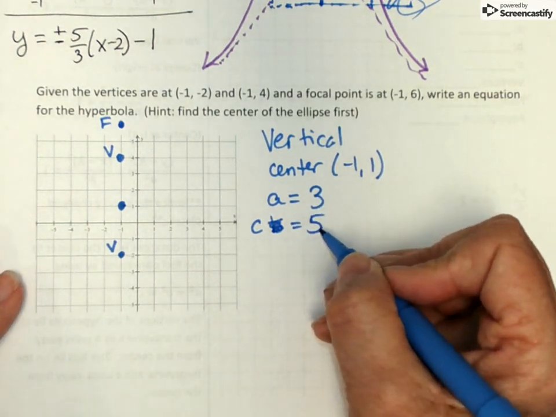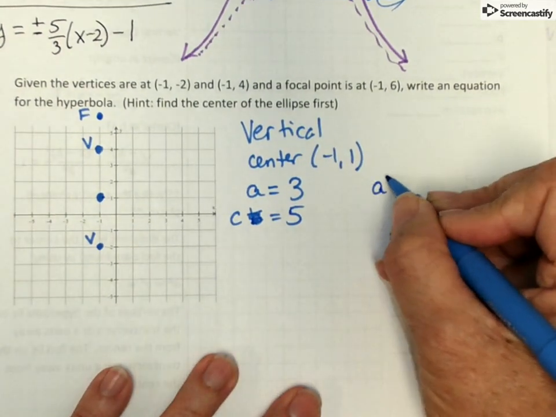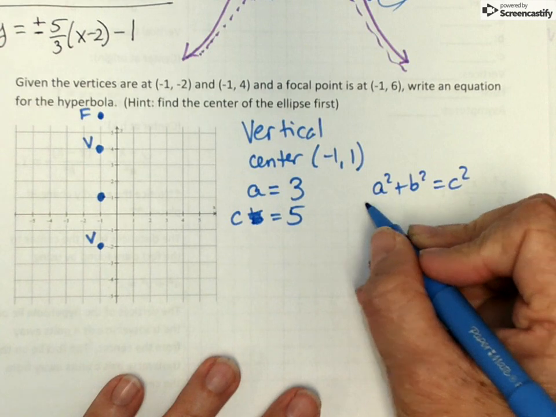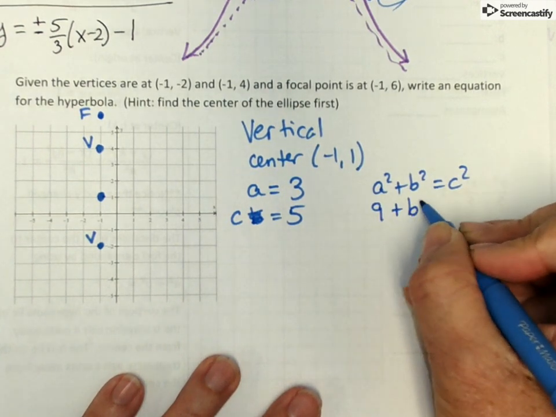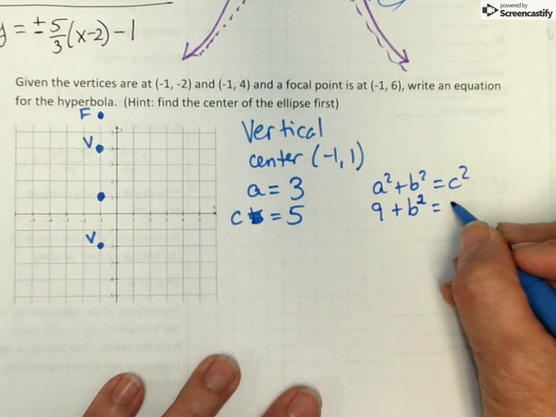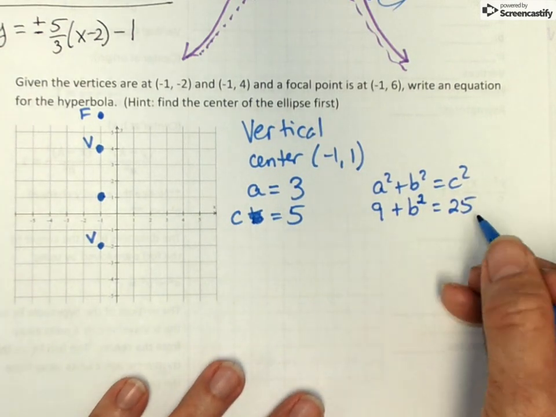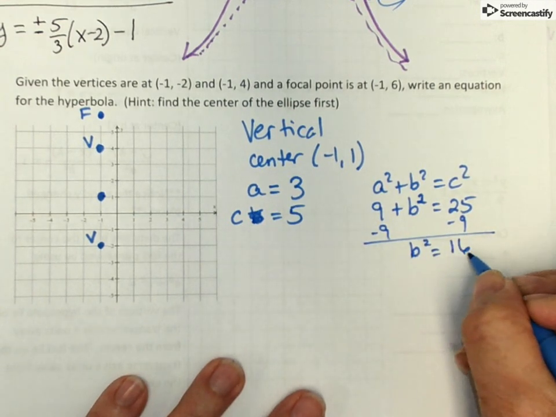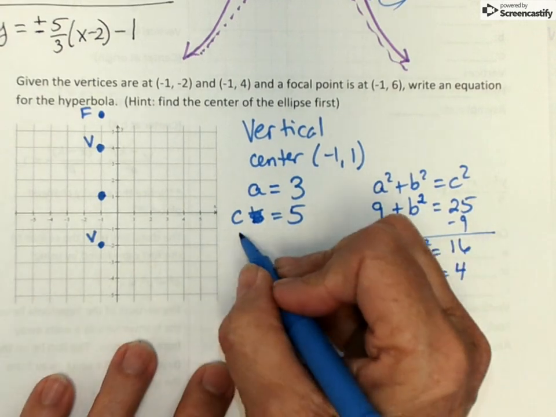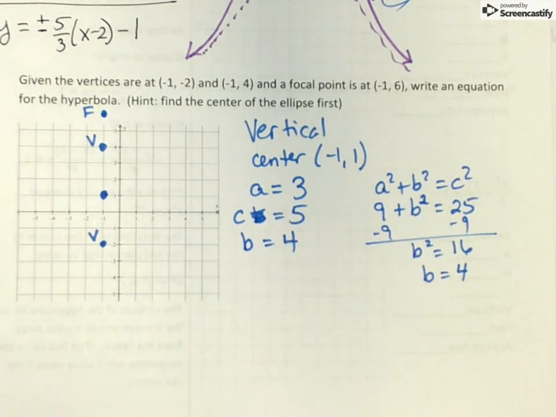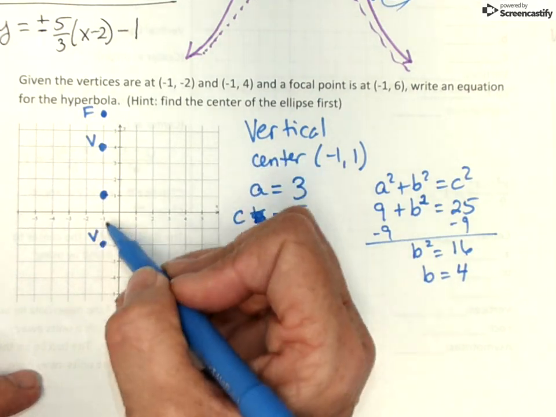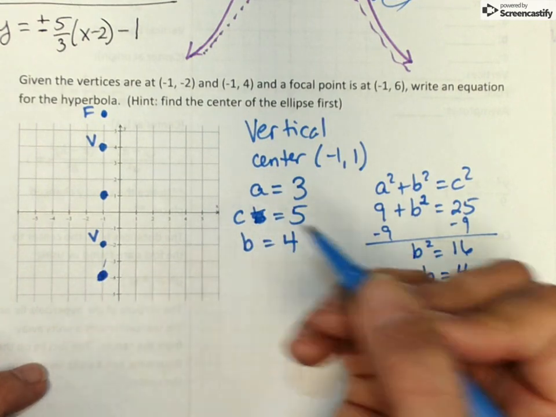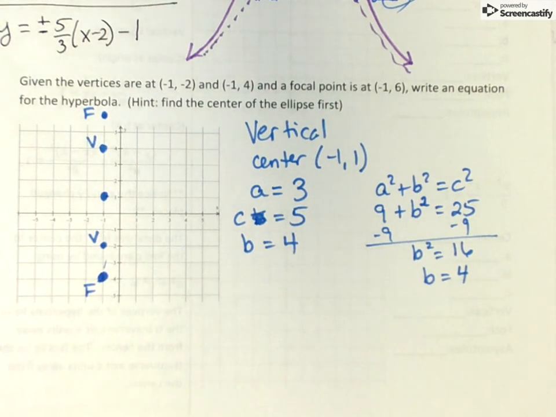So I've got a and c. We can do a little bit of algebra to find b, because we know a squared plus b squared equals c squared. Let's put in our values. 3 squared is 9, plus b squared equals c squared, 25. Subtract 9 from both sides, and we get b squared equals 16. So b must equal 4. Okay, so we've got our b value. And I could also find the other focal point if I wanted to, that it's got to be this direction. So right there would be the other focus. So there we've got that.